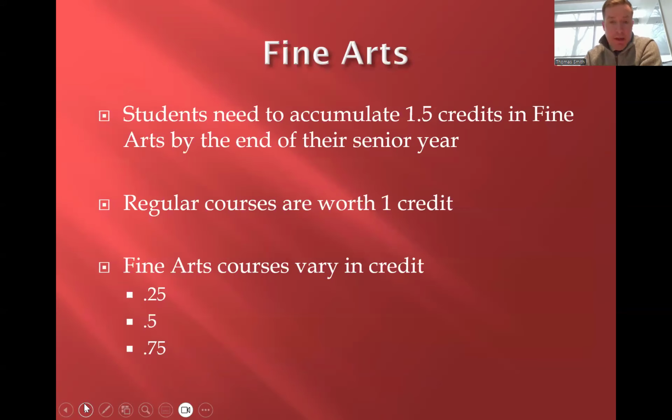Let's talk about fine arts. This is where your son has a lot of choice in what he wants to do his freshman year. So in general, students need to accumulate 1.5 credits in fine arts by the end of their senior year. All the full year classes, English, math, science, social studies, etc., are worth 1 credit. The fine arts classes vary in credit. Some are a quarter credit, some are half credit, some are 3/4 credit. And so they need to accumulate 1.5 credits by the time they graduate. So they have 4 years to do this.